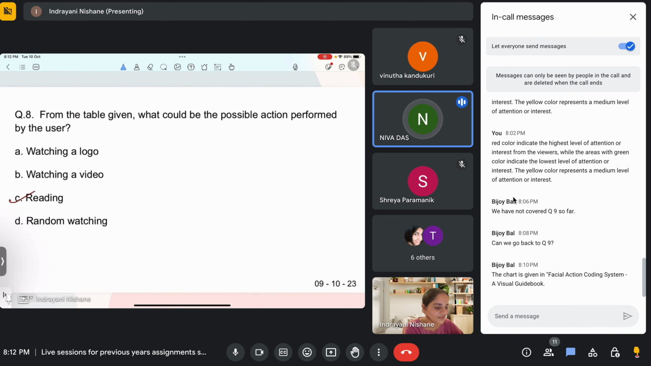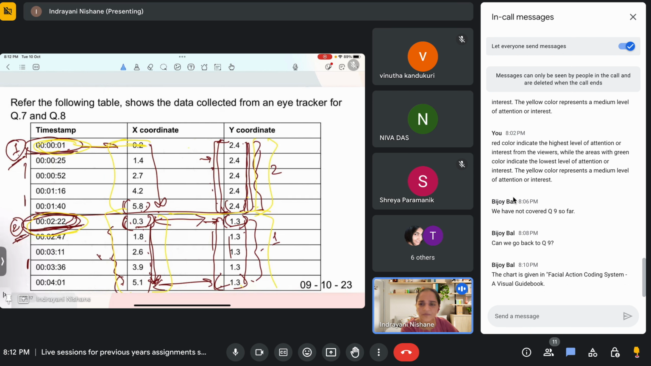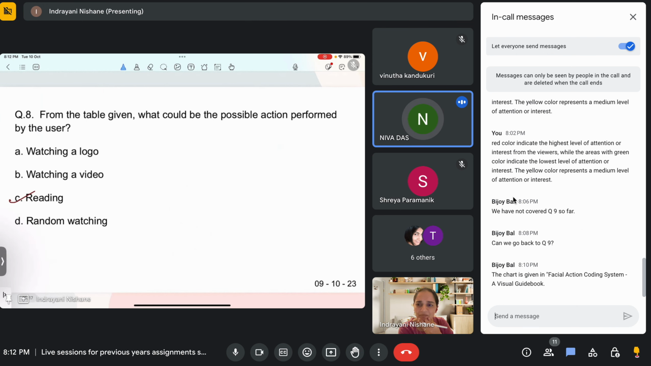Hey man, this is simple reading while looking at the table. You only told me this is a reading action because the y coordinate is simple. Yeah, you only told me. I remember you deduced this even before the question came. You only said it's a reading action.